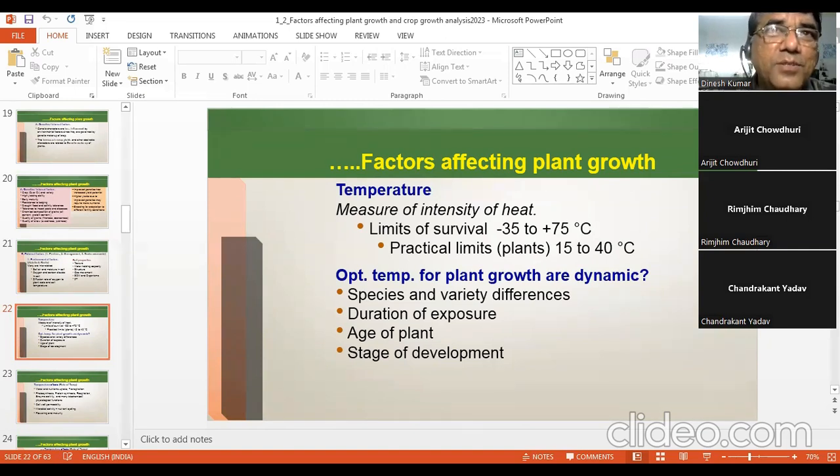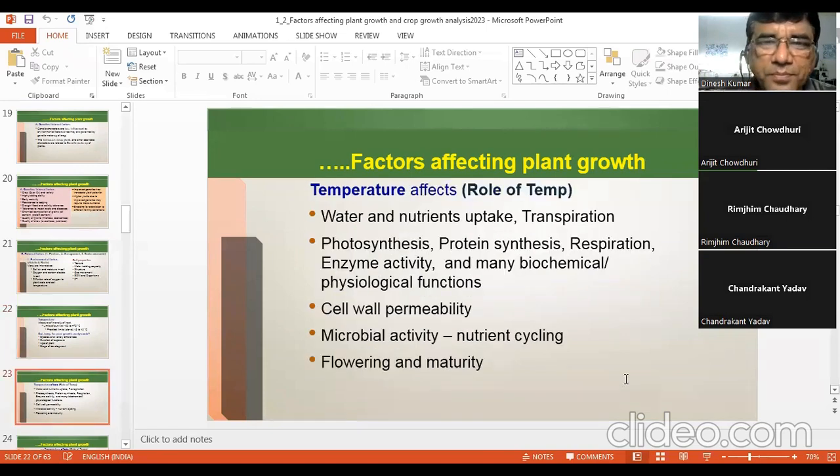I want to add that you missed the uptake of nutrients and uptake of water. Temperature has a very important role in the uptake of nutrients by the plant and the uptake of water. Besides this, it has many other roles. So I would show you the role. You can see that water and nutrient uptake is very important. The role of temperature, if we see.